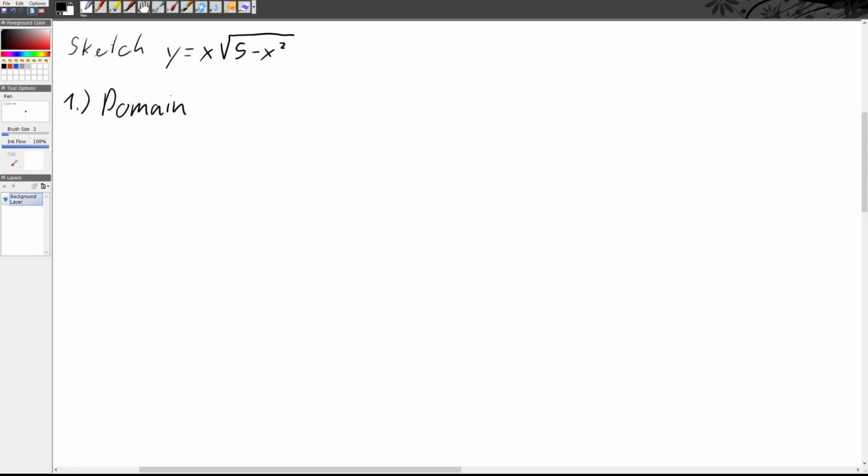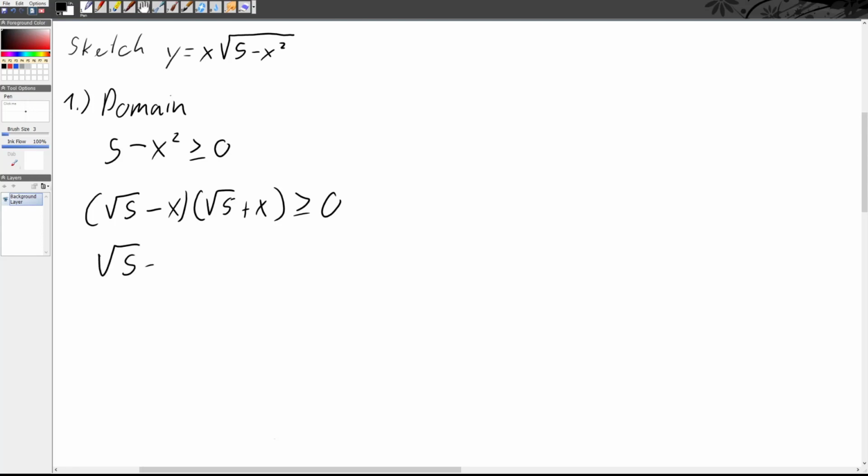Because we see the square root here, the domain is whenever 5 minus x squared is bigger than or equal to 0. We factor the left side. To factor this, we use the difference of two squares. So we set the square root of 5 minus x is greater than or equal to 0, to get that x is less than or equal to the square root of 5.